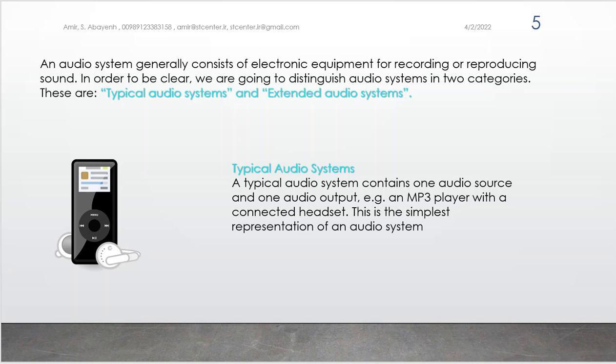Typical audio system. A typical audio system contains one audio source and one audio output. For example, an MP3 player with a connected headset. This is the simplest representation of an audio system and it is some sort of multimedia system.